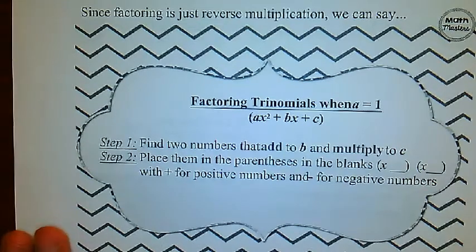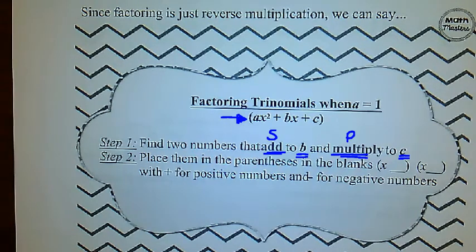Since factoring is just reverse multiplication, we can say these 2 steps. When we are factoring a trinomial where a, our leading coefficient, is 1, we are going to find 2 numbers that add to b and multiply to c. So we're going to have our sum and our product. We're going to make some P and S charts, I'm going to call them.